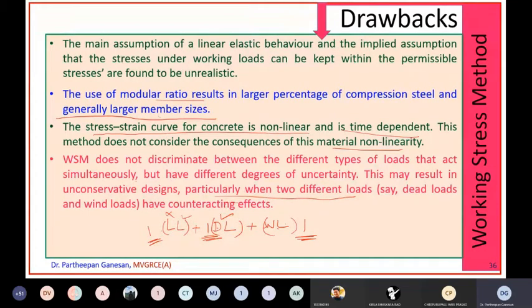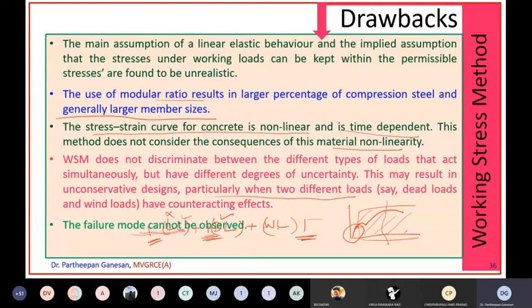So you are going to have a very uneconomical design by working stress method. Although the structure will be completely safe, the failure mode cannot be observed, because your strength of material is something like this stress strain curve. You are limiting your structure only up to here. So what is happening after this? We are not even bothered about it. The failure mode cannot be estimated using working stress method. Effect of shrinkage and creep cannot be accounted for in working stress method. So these are all not there in the working stress method.